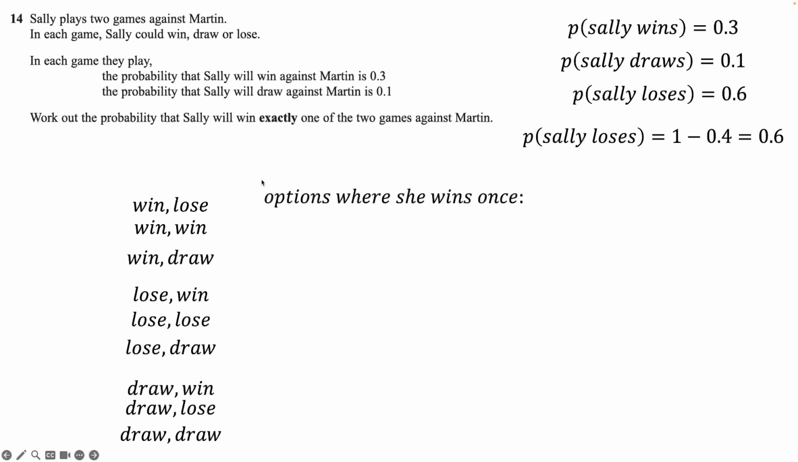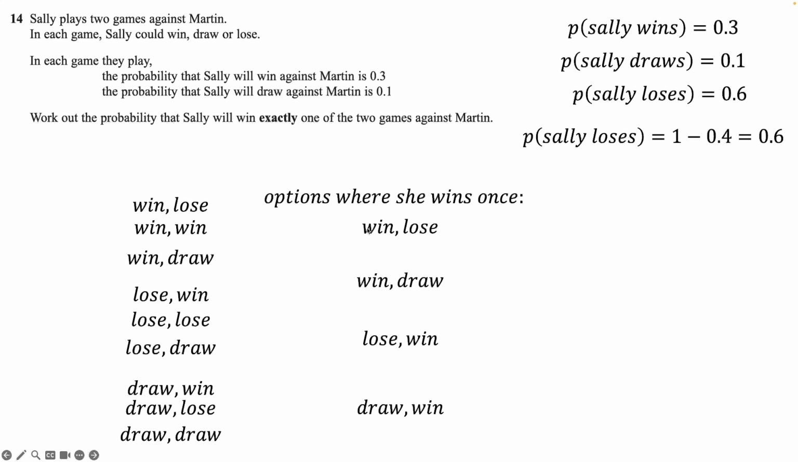So let's look at the options where she wins exactly once. Well, that's going to be this one where she wins and then loses. It's going to be this one where she wins and then draws. So these two, she only wins once. But also when she loses first and then wins, she wins once. And then when she draws and then wins, she only wins once. So these 4 outcomes are the ones where she only wins once. So we need to find out the probabilities of all of these and then add them up.